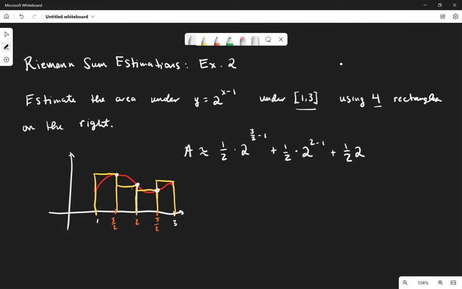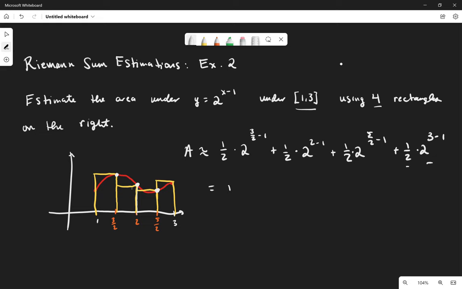5 halves. 2 to the 5 halves minus 1. And then last rectangle, 2 to the 3 minus 1. That's base and height of the fourth one.